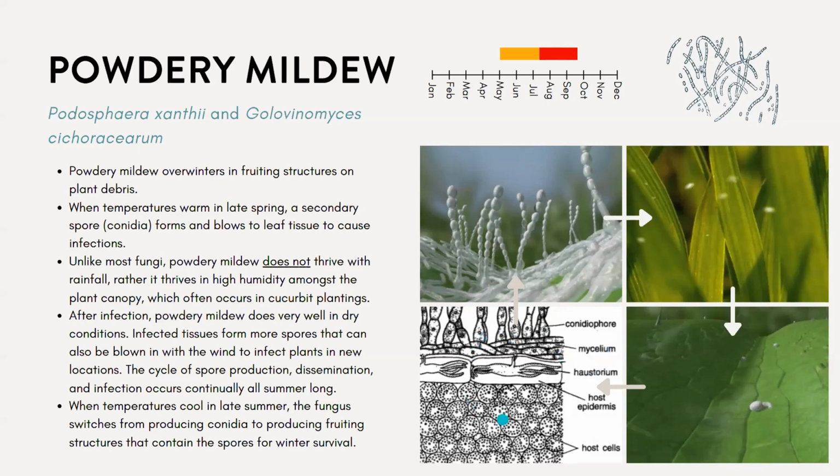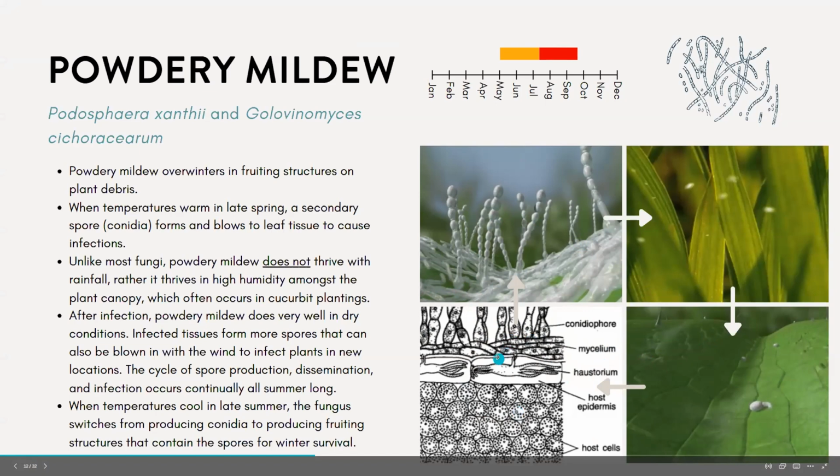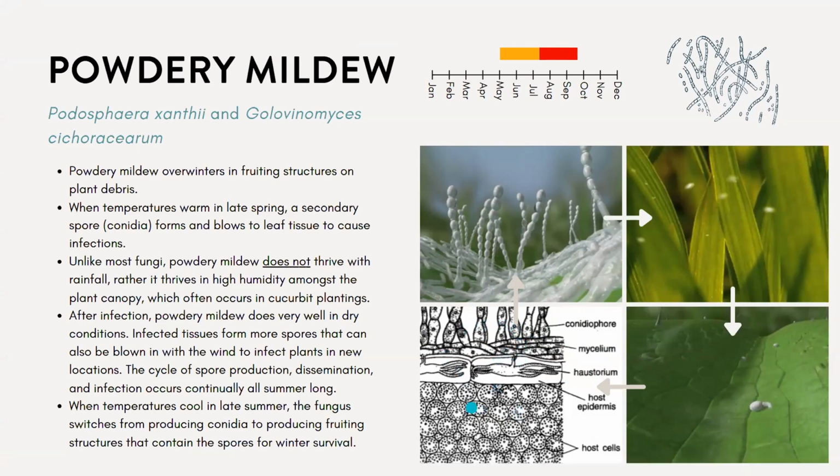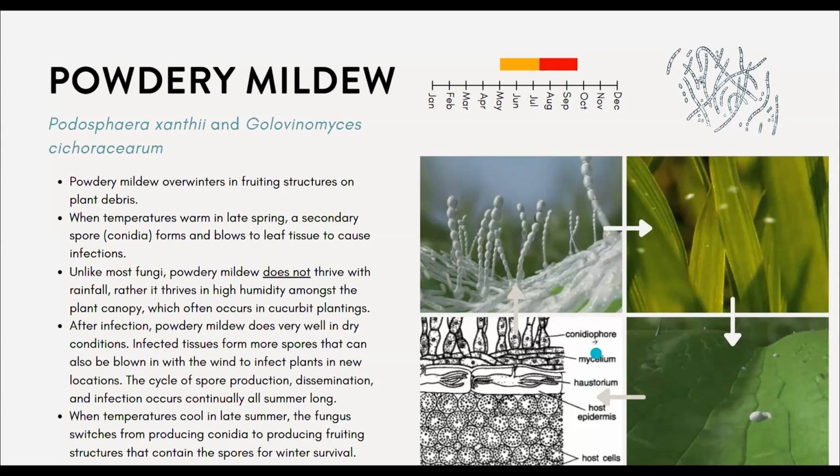So I put a graphic here. I won't go into the details of the physiology of this, but essentially the cycles of spore production will continue all summer long and find new plants to infect. And then when the temperature is cool in the late summer, the fungus will switch from producing conidia to producing fruiting structures that will contain the spores that allow for winter survival.